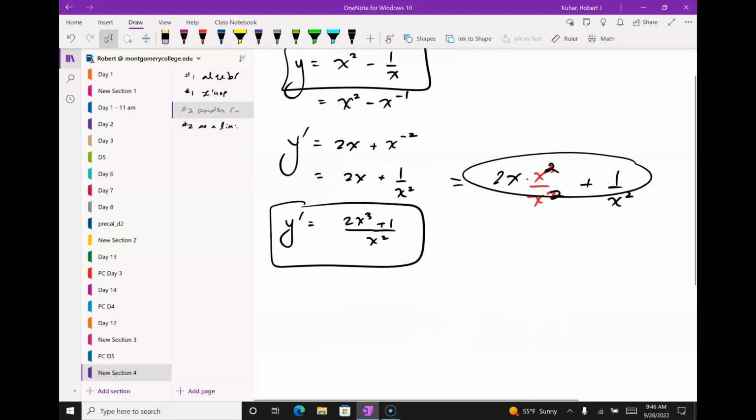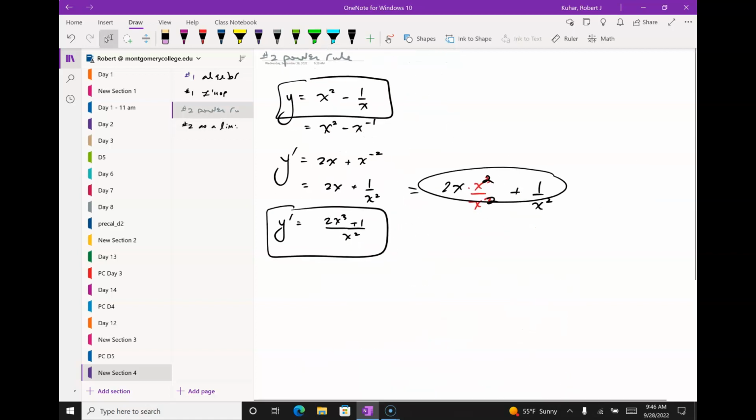Yep. Power rule just says x to some power, right? Bring down the power, reduce the power. Right? Yes. Yes.